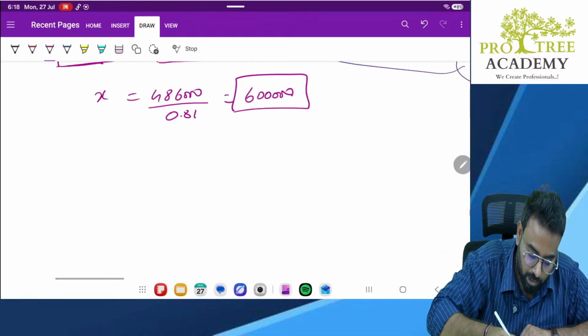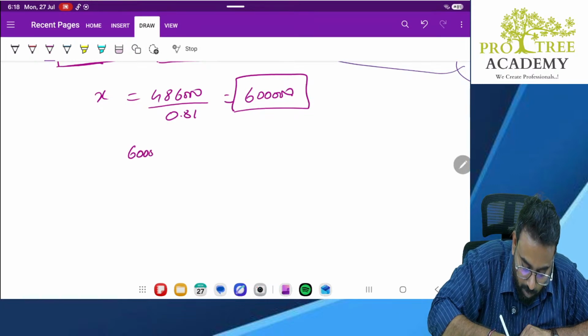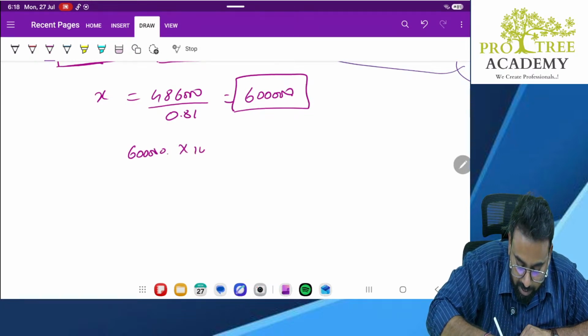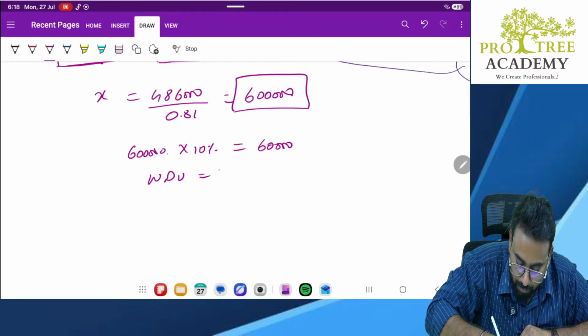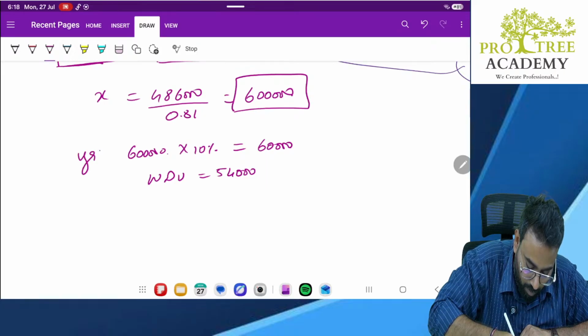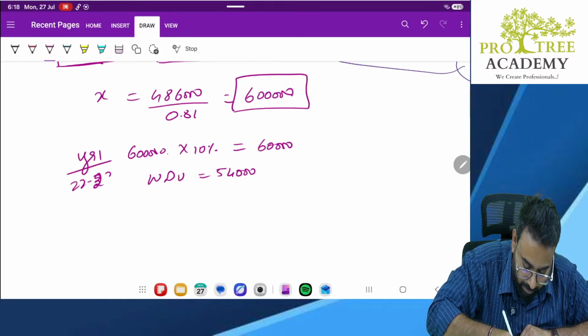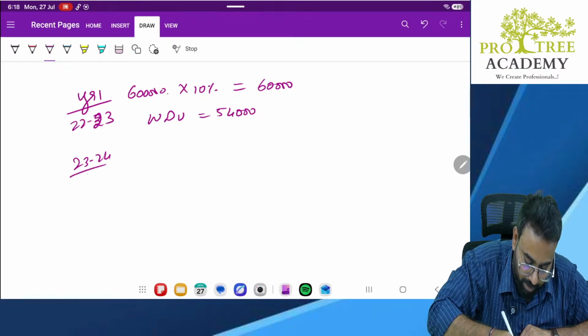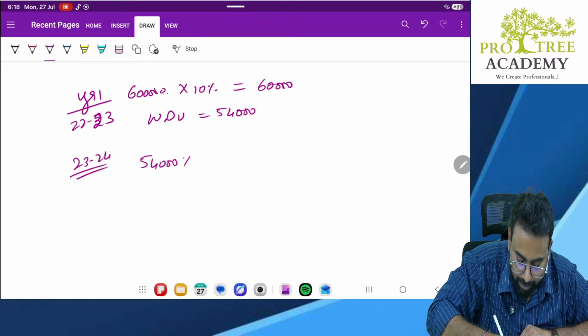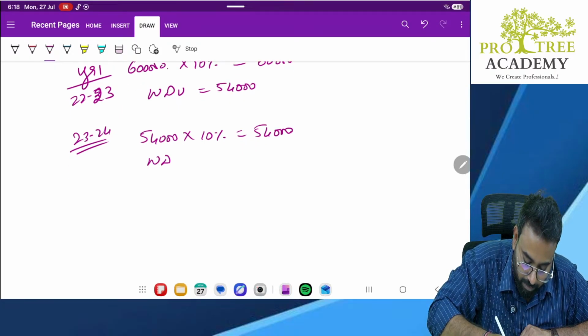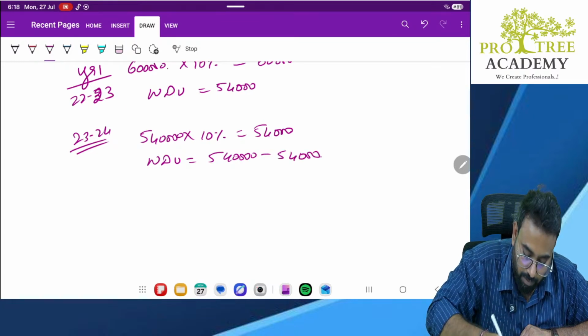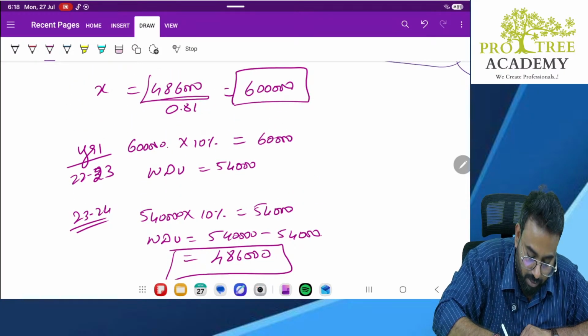Sir, how is it correct, sir? Should we check it out? Okay. So 6 lakh was our original price, correct? So first year depreciation 10%. So what is the depreciation? 60,000. What is the WDV? 5 lakh 40,000. This is year 1, that is 22-23. Next, second year 23-24. What will happen? 5,40,000 into 10% is equal to 54,000. So what is the WDV? 5,40,000 minus 54,000 will give you 4,86,000. Don't we have the same answer as in the question?